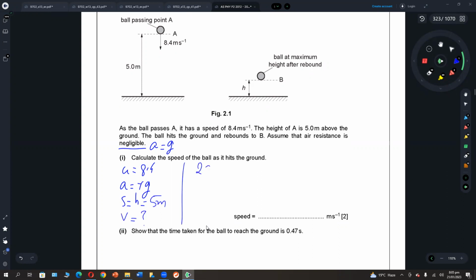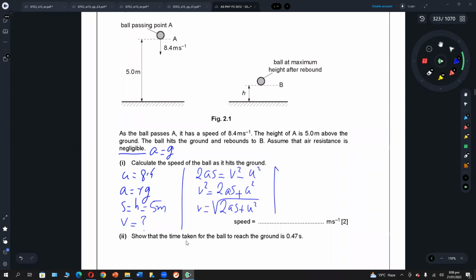The formula is 2as equals v squared minus u squared. You have to put in all the values and get the answer. I'm making v the subject of this formula. Now this is the working. Complete this working, please, or whatever answer you get, let me know on the chat.